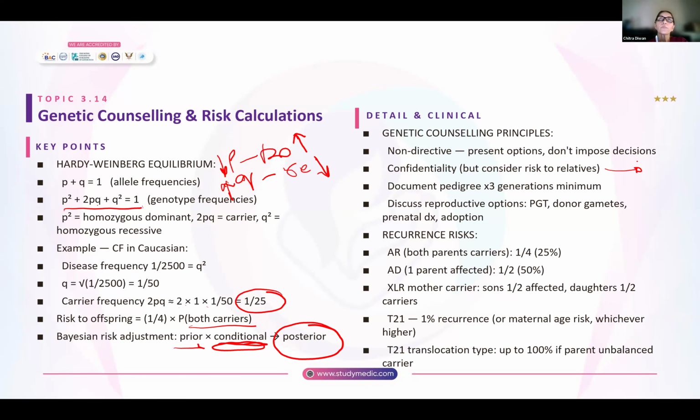Now, to come to a diagnosis of the inheritance pattern, you should have the pedigree chart, which contains at least 3 generations. Only then can you confidently diagnose the risk and the type of inheritance pattern. Whenever the couple comes to you for reproductive options, you have to talk to them about pre-implantation genetic diagnosis. You can talk to them about donor gametes, like donor ovum or donor sperm, then prenatal diagnosis and adoption. Prenatal diagnosis is in the form of CVS or amniocentesis.